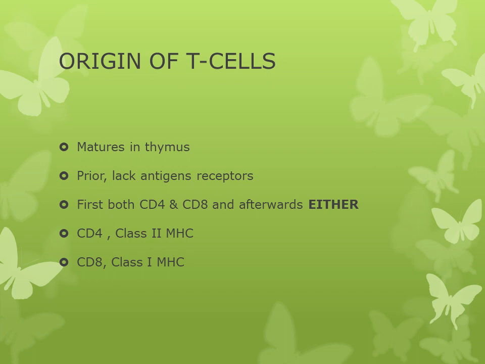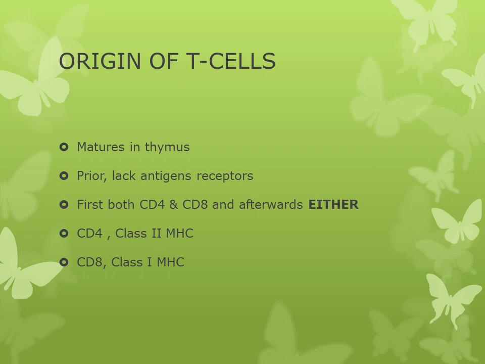Stem cells initially express neither CD4 protein nor CD8 protein, but afterwards they differentiate and express both CD4 and CD8 proteins. This expression is called double positive. Please remember, initially they do not express any kind of CD protein. That is called double negative. Afterwards they express both CD4 and CD8 proteins, and this is called double positive. Afterwards, the cells express either the CD4 protein or the CD8 protein and become mature T cells.